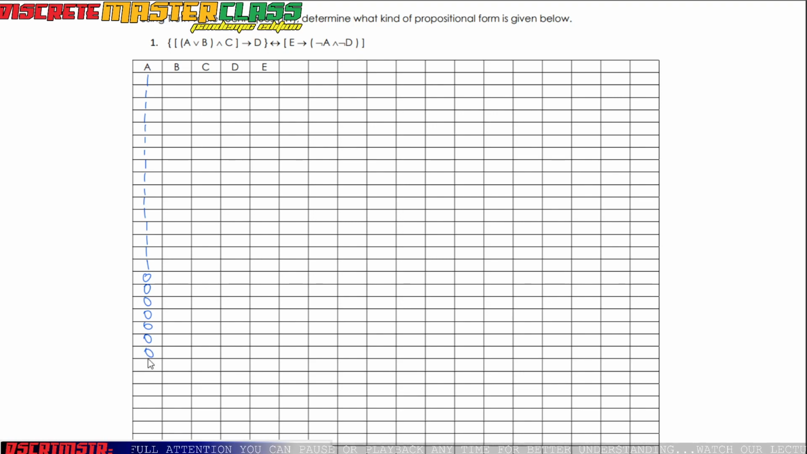I hope alam mo na kung paano mag-assign ng truth value assignment sa loob ng truth table technique. Tapos, from that, 16 divided by 2 is 8. So, this is 8 na 1, 8 na 0, then 8 na 1, 8 na zeros.